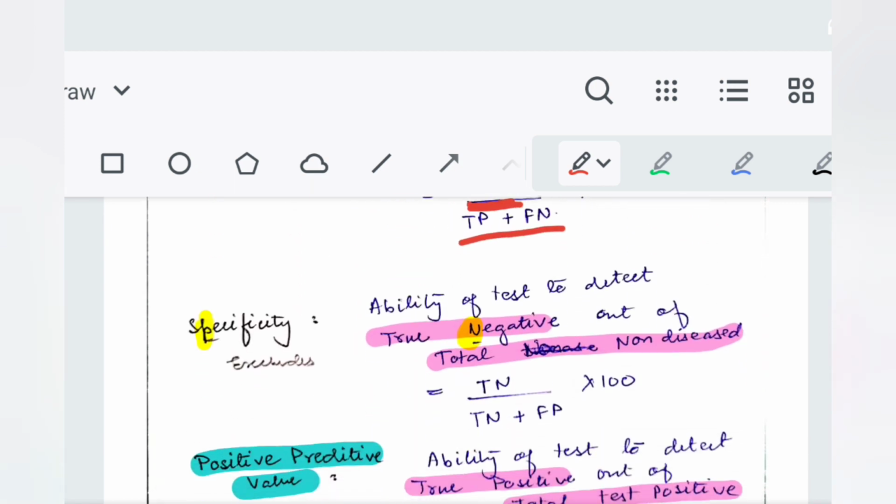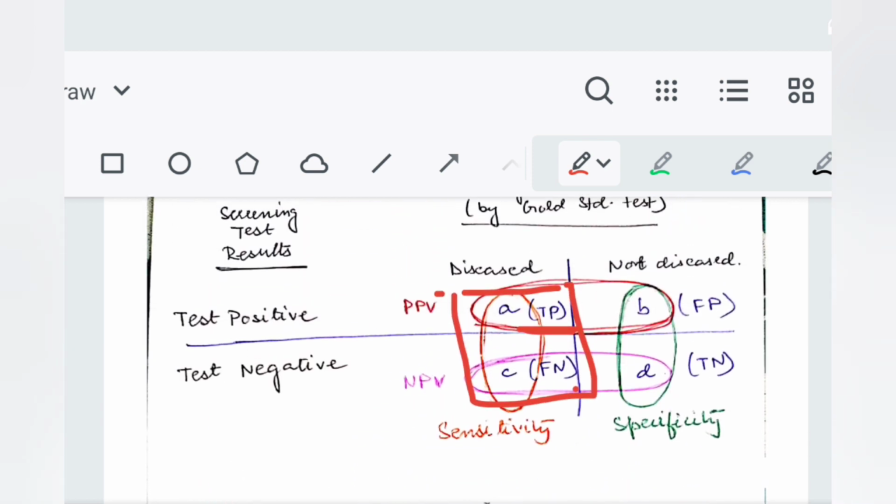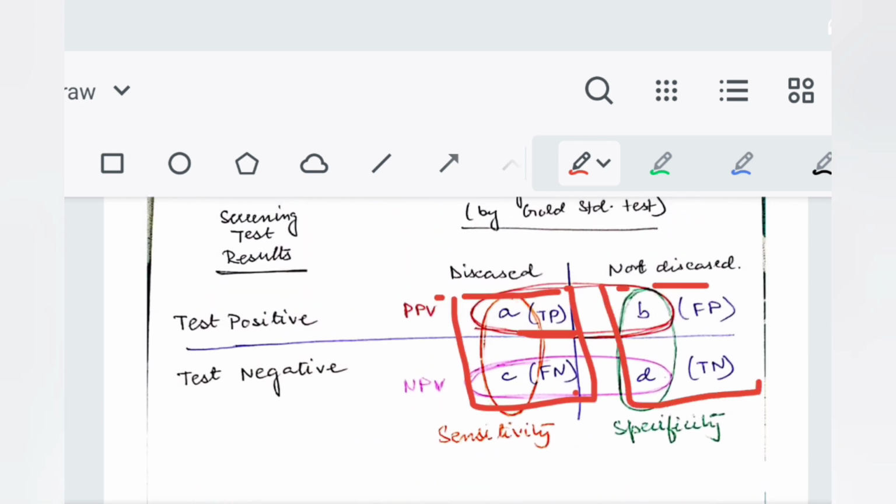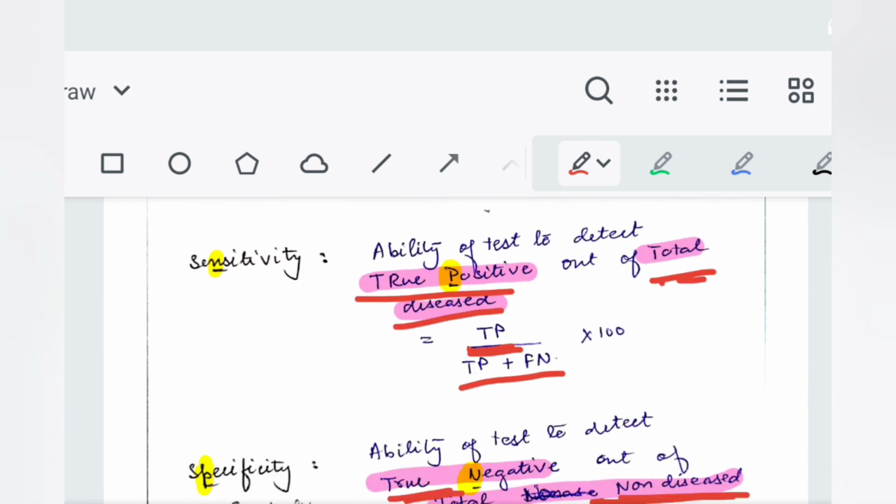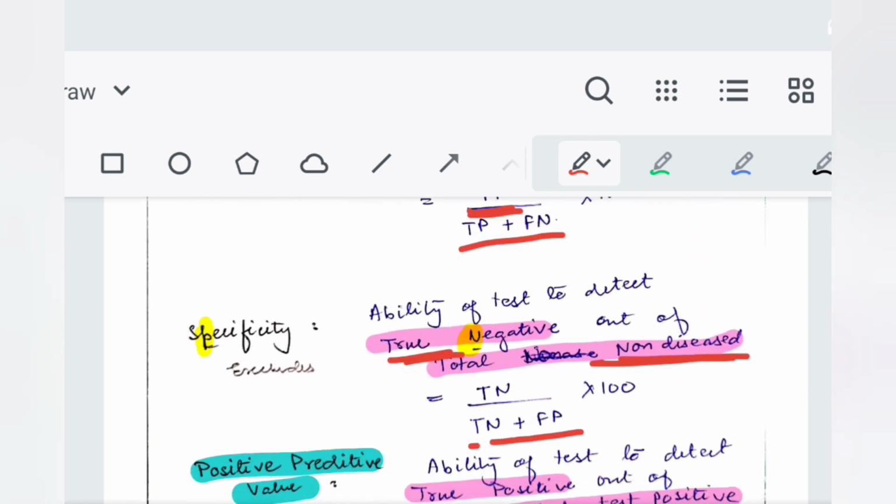Now how to calculate specificity? Specificity is the ability to detect true negative out of total non-disease. So which one was the non-disease population? This one, right? So false positive plus true negative. False positive plus true negative is our total non-diseased. So true negative out of total non-diseased into 100 depicts our specificity.